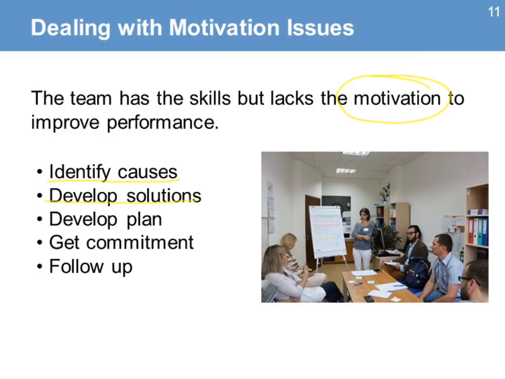Develop solutions. Get the team to speak up, either as a team or individually, on the solutions that are needed to improve team motivation. Then develop a plan. The plan might include actions the project manager will need to deliver, such as improvements in communications. Get commitment. The team should be behind the solution and agree on what needs to be done. And follow up and monitor the progress that the team is making.